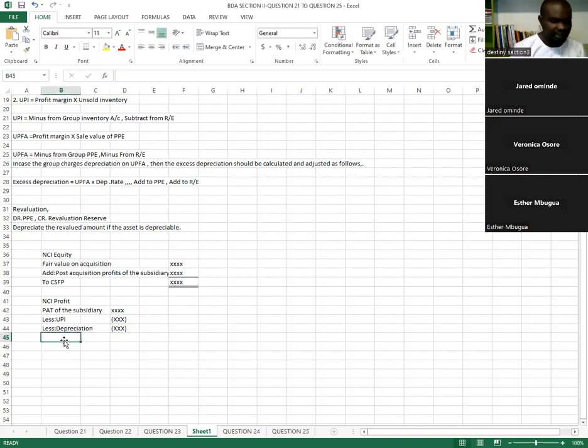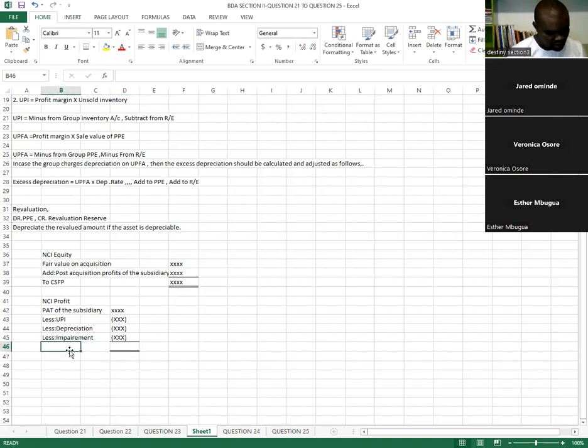Then also, less impairment. So impairment, you subtract if NCI participated in goodwill determination. Whatever you get there is the adjusted profit after tax. That one there, call it A.